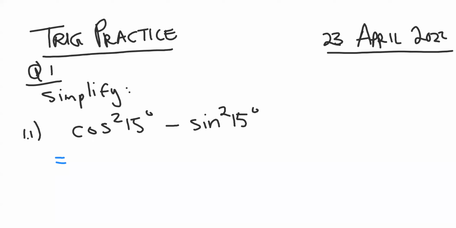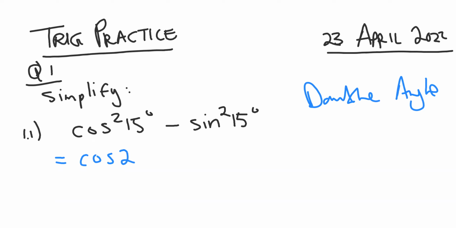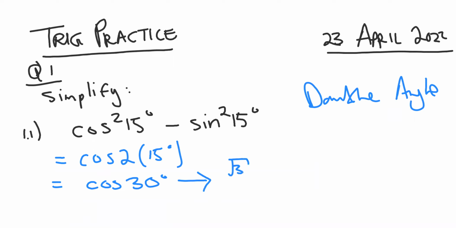I would use the double angle formula of cos, and I'd say cos 2 times 15 degrees. Correct? And 2 times 15 is 30? Yes, sir. And so what is cos 30 equal to? You can now just use your calculator, but maybe you know your special triangles. What is cos of 30? The root of 3 over 2. Perfect. Root 3 over 2.